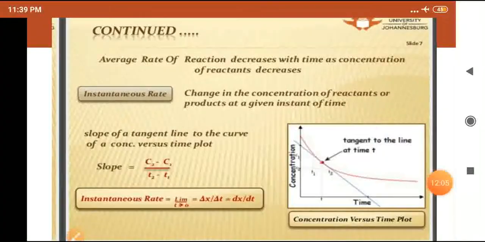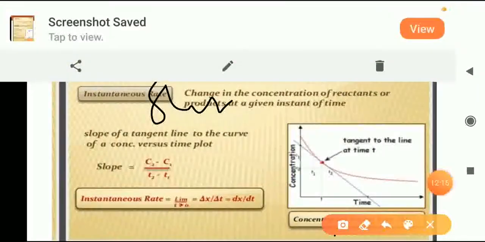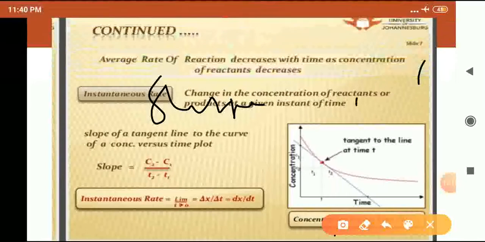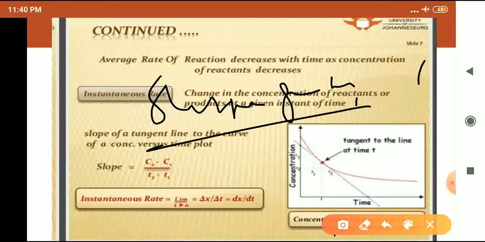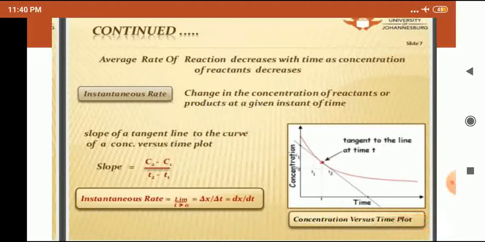Rate of the reaction at a particular instant can be calculated from the graph. We have to draw the tangent to the graph and find the slope of the line. Slope of the line gives us the instantaneous rate of the reaction. That slope is equal to tan theta.